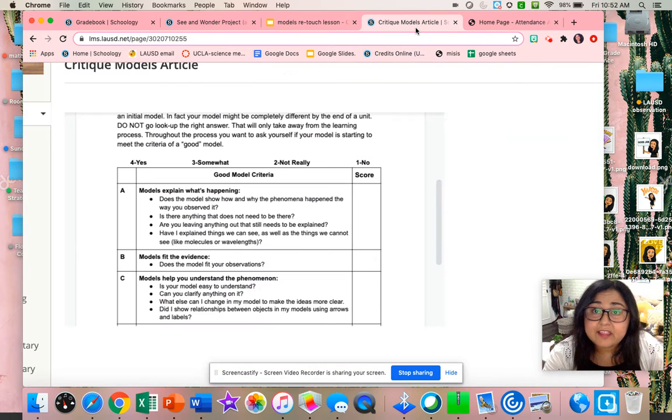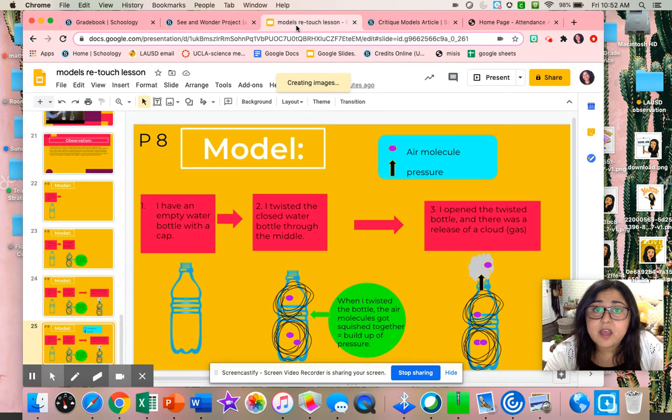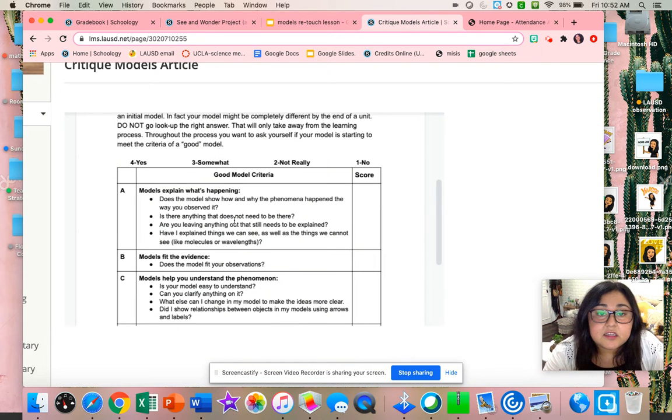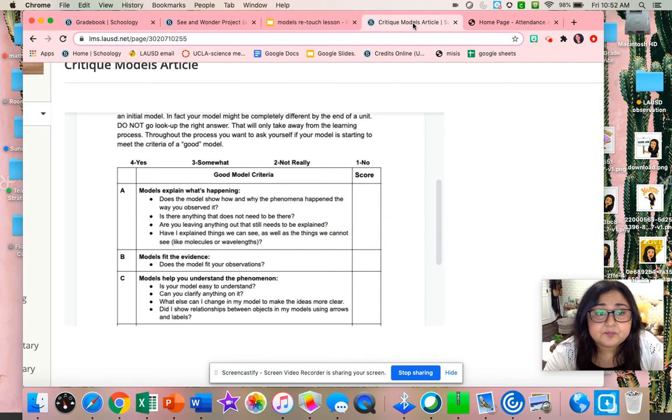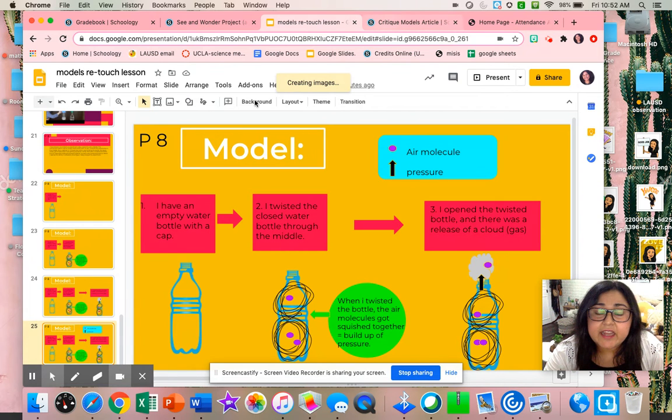So I'm going to go back and look at my rubric to make sure I did it correctly, right? I want to make a good model. So does it show how and why the phenomena happened? Yes, how, I wrote my steps, and then why I think it happened, right? Is there anything that does not need to be there? I think all my information is relevant. Have I explained things that we see? Yeah. What did I see? What did I do? And is it easy to understand? If someone were to see this, can they understand what happened or what was going on? I think so, right? So this is how you were supposed to do a model.